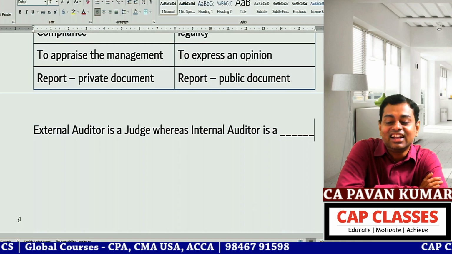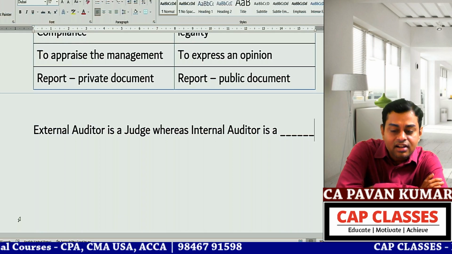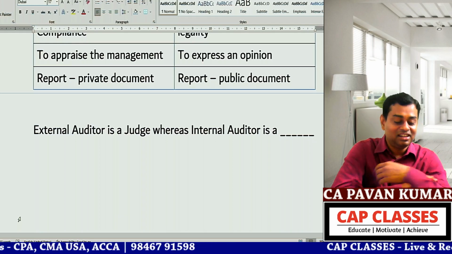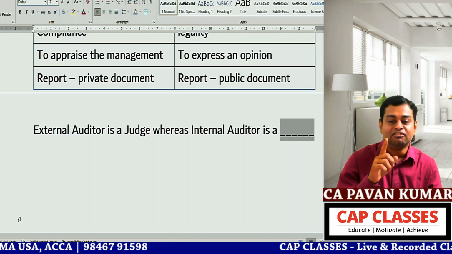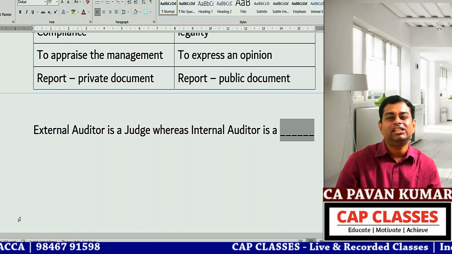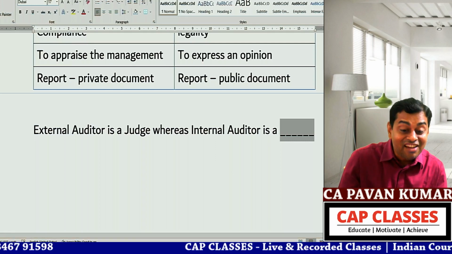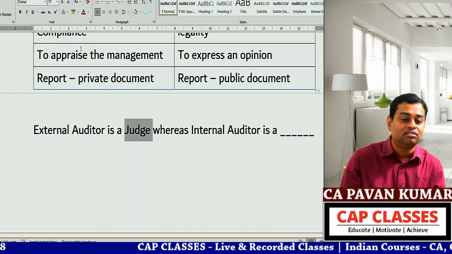Very good. Internal auditor is a, other she is saying friend. No, you cannot be that close, friend also. Now listen, here I have given you two hints. One is there are 6 letters. Our friend is also 6 letters only, na sir. No, there are 6 letters and it should have a connection with the judge, okay? Judge and friend are not connected, no.